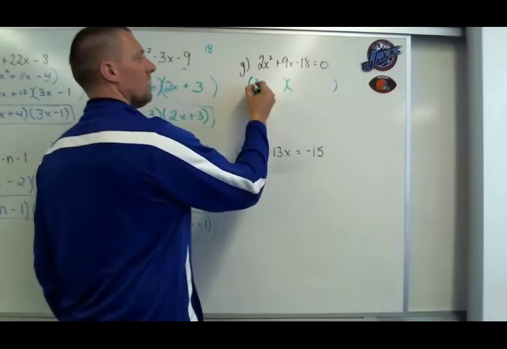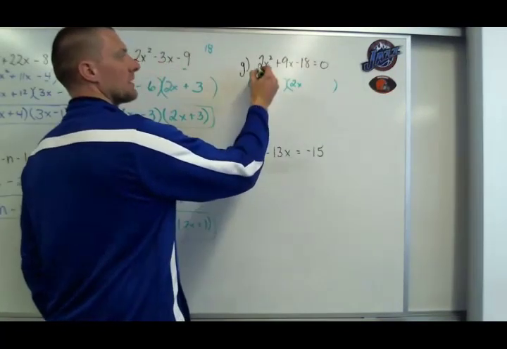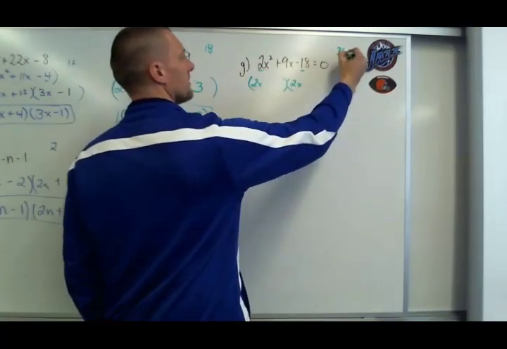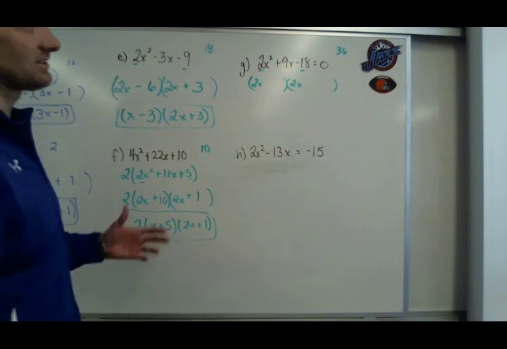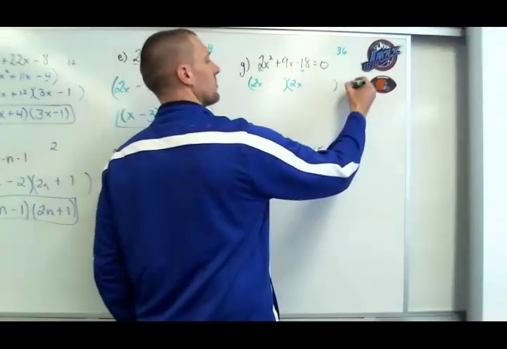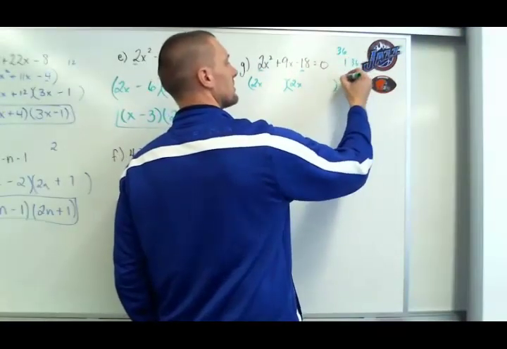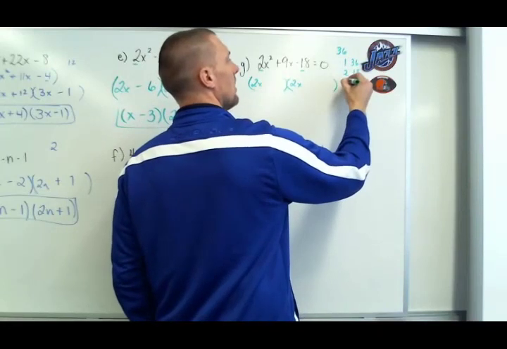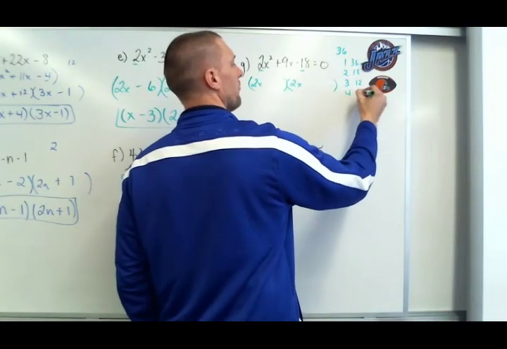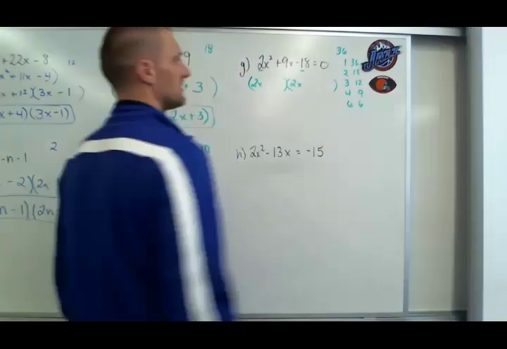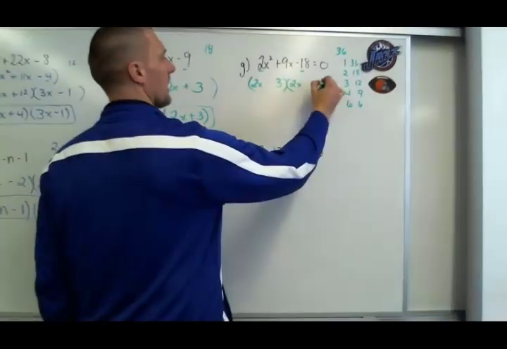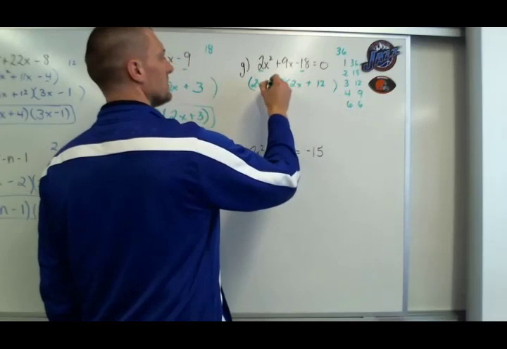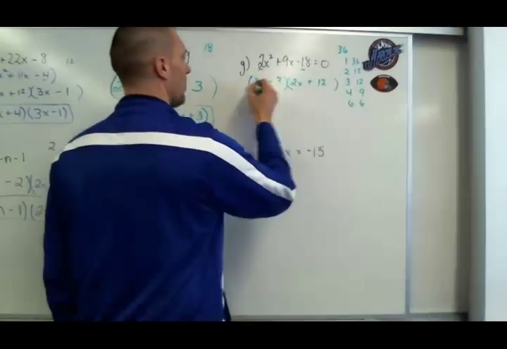So we've got a 2x, a 2x. I'm going to multiply 2 and 18. That gives you a 36. So we need two things multiply to 36, have a difference of 9. Now this is a bigger number, so if you need to make your list, go ahead and do so. So you've got 1 and 36, 2 and 18, 3 and 12, 4 and 9, 6 and 6. We need the two that have the difference of 9, which are going to be 3 and 12. And that gives this a positive, that a negative. Okay, and this is all equal to 0.